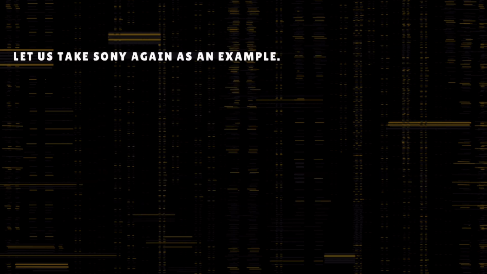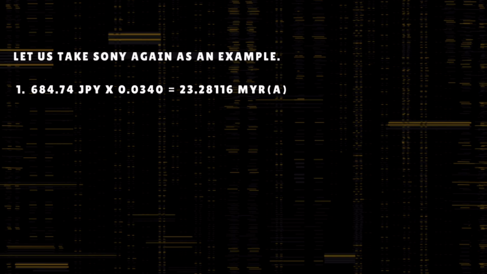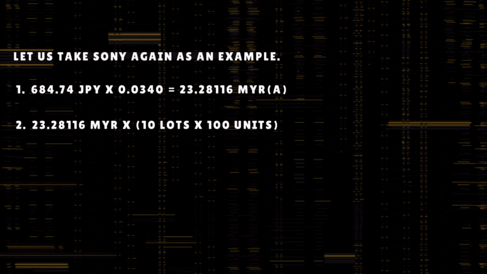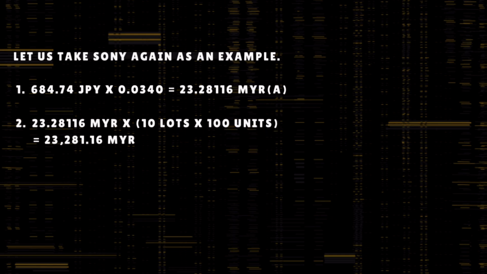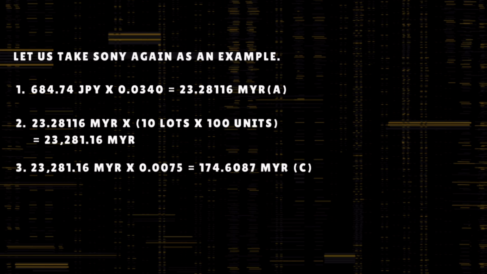Let us take Sony again as an example. Number 1, 684.74 times 0.0340 equals 23.28116, A. Number 2, 23.28116 times 10 lots times 100 units equals 23,281.16 Malaysian ringgit. Number 3, 23,281.16 times 0.0075 equals 174.6087 Malaysian ringgit, C.